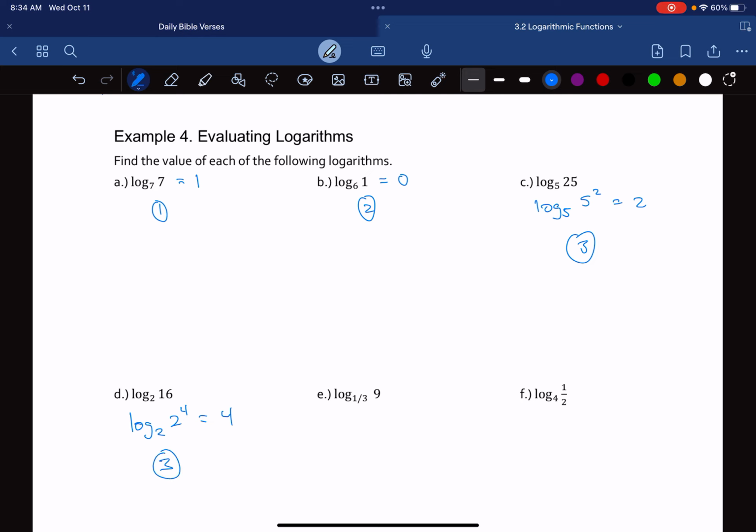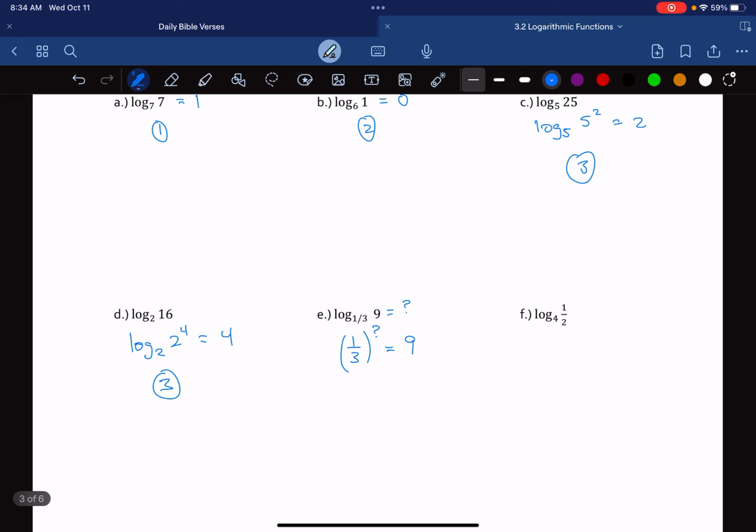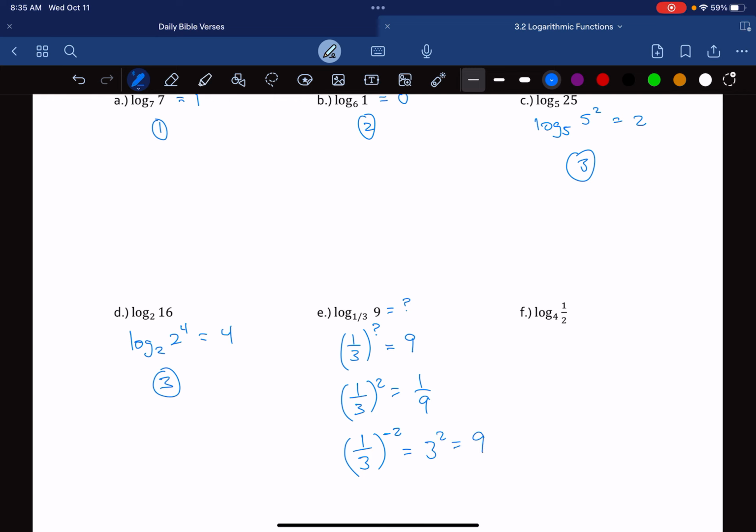Log base 1/3 of 9, we're asking ourselves essentially, 1/3 to the what power equals 9. And for this one, we can just do a little bit of checking. Well, we know 3 squared is going to be 9. But we also need to flip this over. If we just do 1/3 squared, it equals 1/9. But if we do 1/3 to the negative 2, then that has the effect of not only squaring it, but taking the reciprocal, which makes it become 3 squared, which is 9. So this means that this does equal -2. Okay, so that one worked.